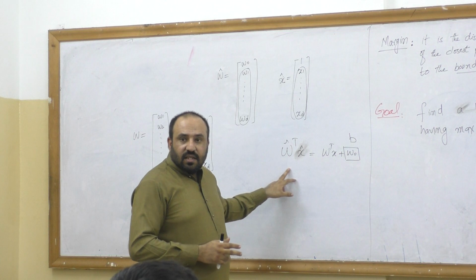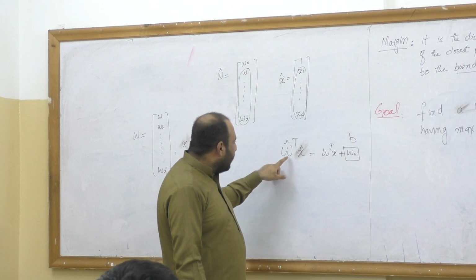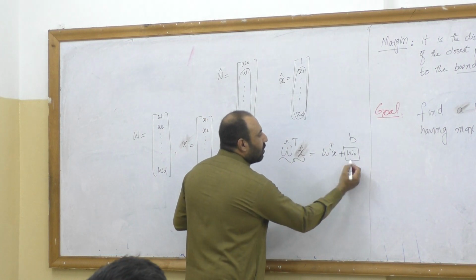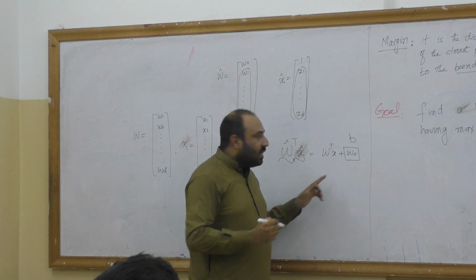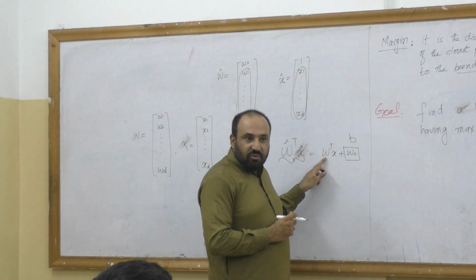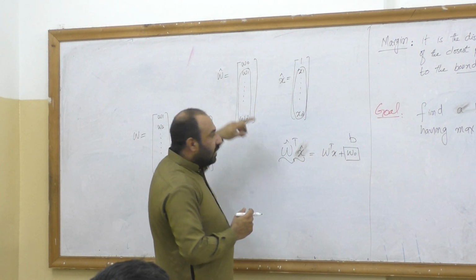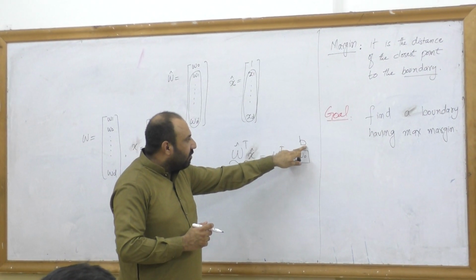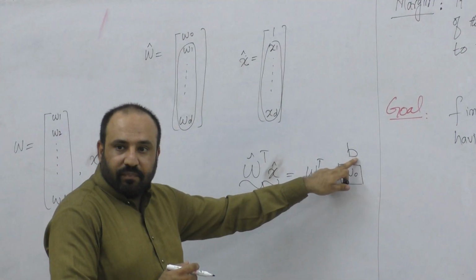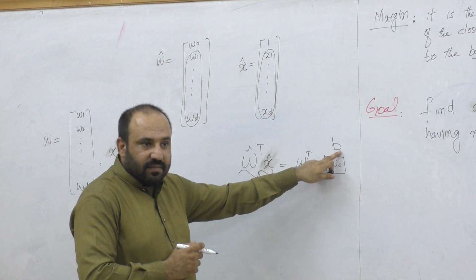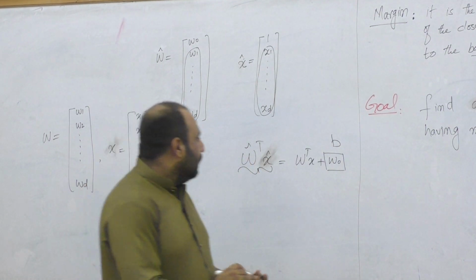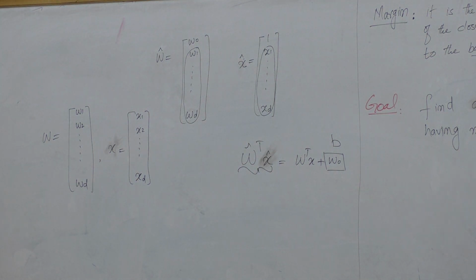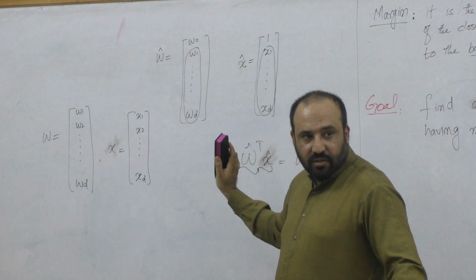Is that okay? So from now onwards, जो मैं traditionally लिखा जाता था, उसकी जगह पे मैं ये लिखा करूँगा, W transpose X plus B, and W should not be confused with this complete W. It is W without W naught, which we are now calling B. Make sense?